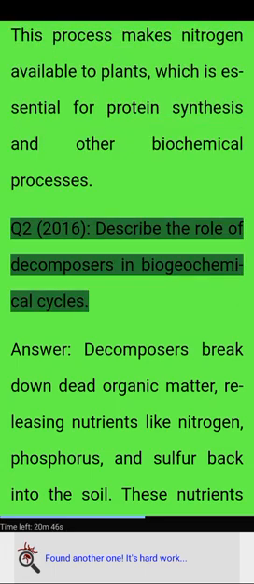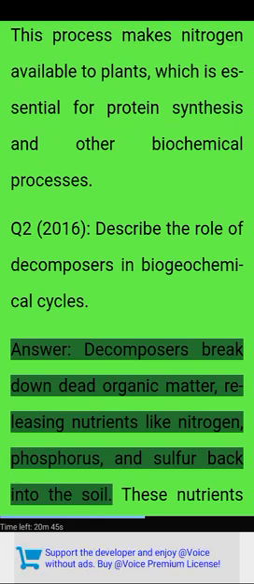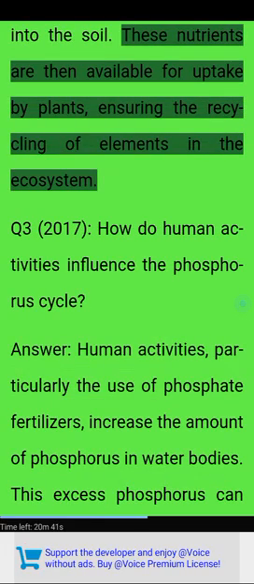Q2, 2016. Describe the role of decomposers in biogeochemical cycles. Answer. Decomposers break down dead organic matter, releasing nutrients like nitrogen, phosphorus, and sulfur back into the soil. These nutrients are then available for uptake by plants, ensuring the recycling of elements in the ecosystem.